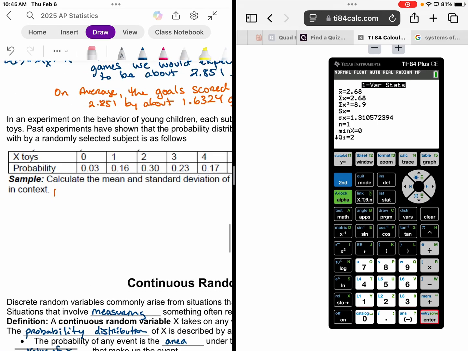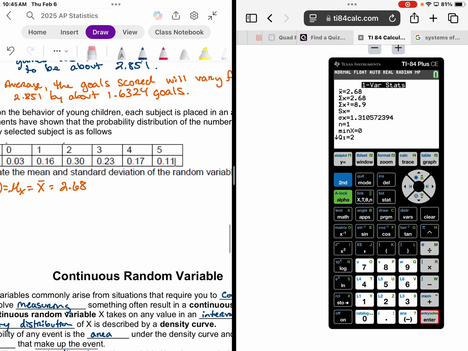So my expected value, E of X, which we know is mu X, which we know is X bar, is equal to 2.68. My standard deviation of X, and we do want to have those subscripts of the X in there because we start dealing with more than one set of data values, sometimes comparing situations. So we want to make sure we get in the habit of writing that. That is equal to 1.3106.